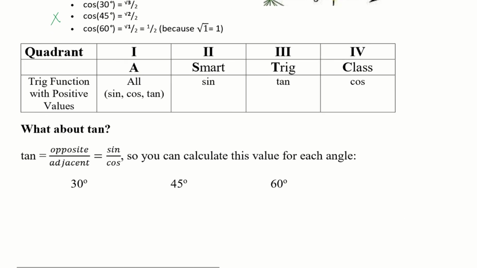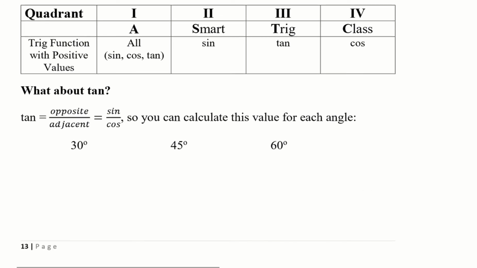All right, let's talk a little bit more about tangent. So tangent is opposite over adjacent, so sine over cosine. We talked about that. So you can calculate the value for each angle. So if I want to do tangent of 30, so sine over cosine, if we look back at the unit circle, my sine, which is my y value, is 1/2. My cosine, which is x, is root 3 over 2. So while you're doing these problems, have your unit circle available, have it open for you to look at.